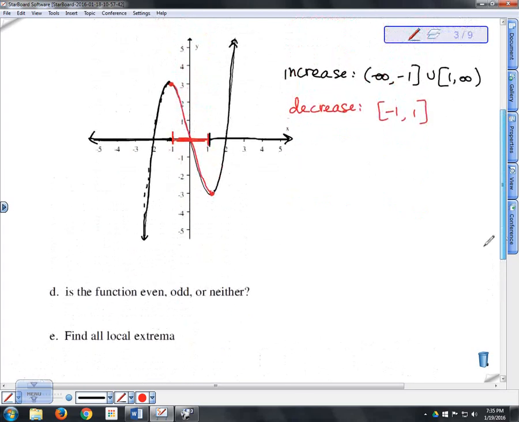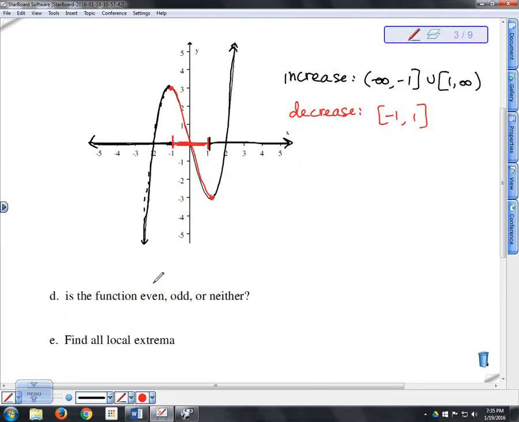Is the function even, odd, or neither? Graphically, the way that you can spot a function that's even or odd or neither, an even function is the same on both sides of the y-axis. It would be symmetric about the y-axis. This graph is not symmetric about the y-axis, so it's not even. An odd function has the symmetry of being symmetric about the origin.